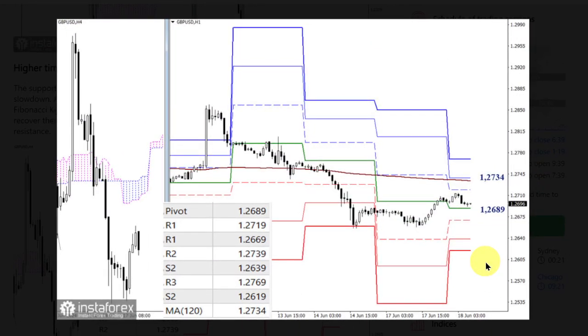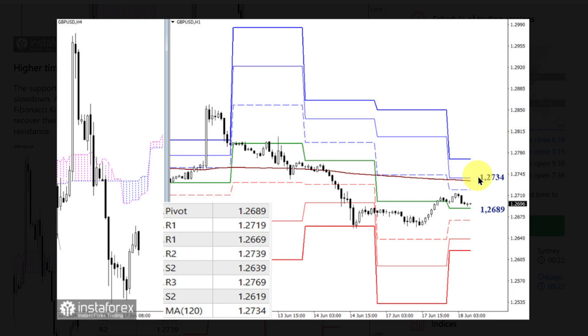On the lower timeframes, the pair is currently in between the key levels of 1.2689, the central pivot level, and 1.2734, the weekly long-term trend. The trend is practically flat, indicating prevailing uncertainty in the market.